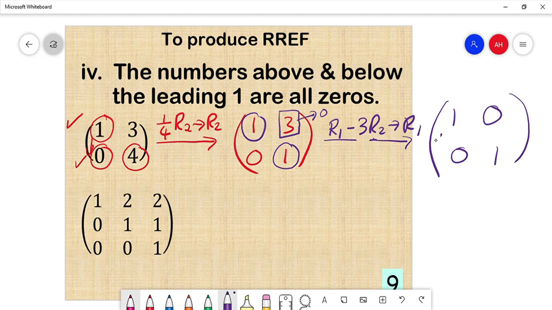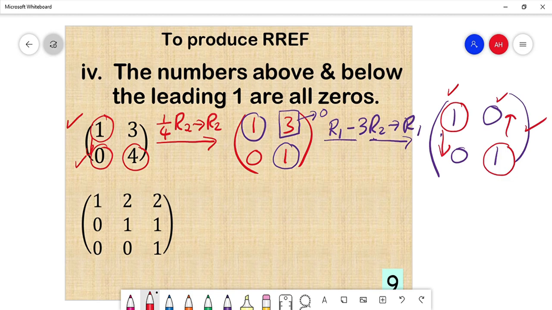Now let's check again whether this matrix fulfills the requirement, that is, above and below the leading one must be 0. The leading one for row number 1 is this, below it 0. Yes, good enough. Now the leading one for row number 2 is this one, and above it the number is 0. So that's also good. So this fulfills the requirement.